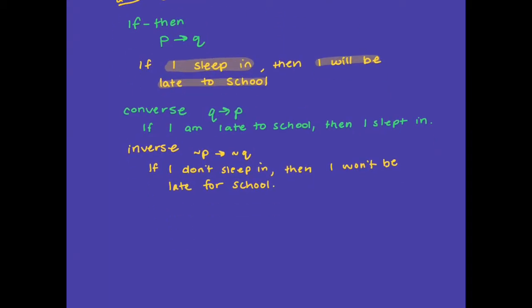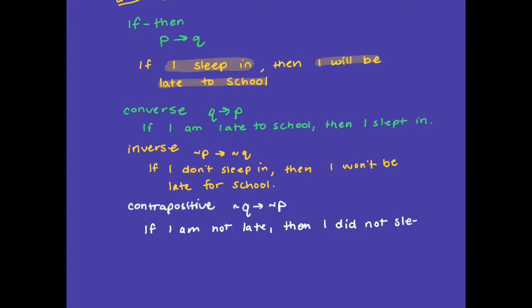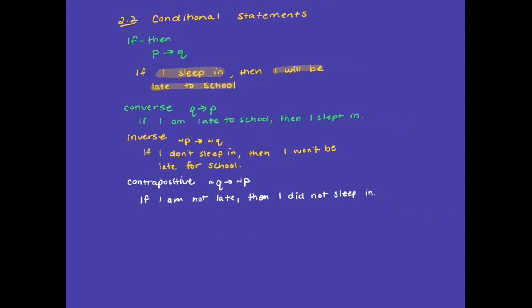And then we had our contrapositive, which is, remember, the longest word. We have to do both with this one. The contrapositive is both the inverse and the converse. So it is not Q followed by not P. Switch the order so that it's, if I'm late, then I slept in, but negate it. If I am not late, then I did not sleep in. We also, in this section, had counter examples.